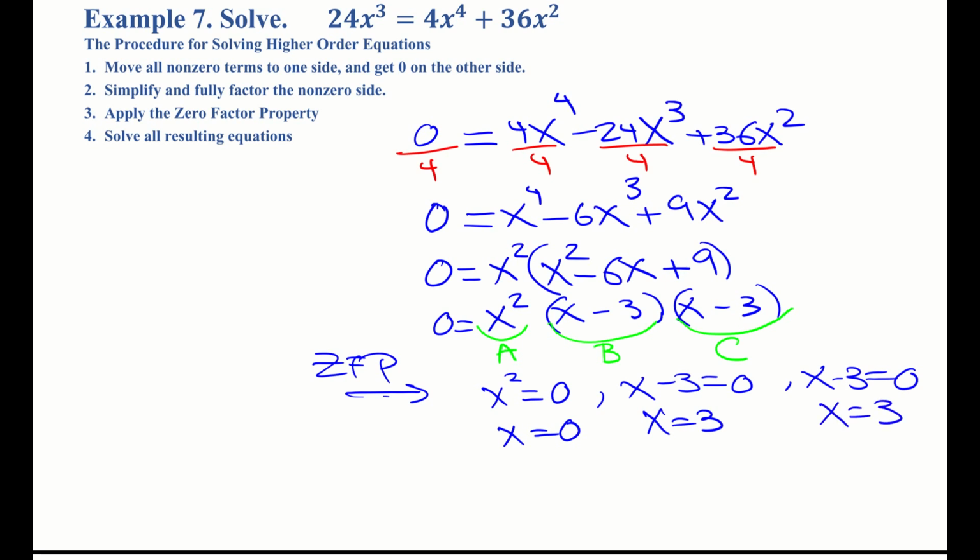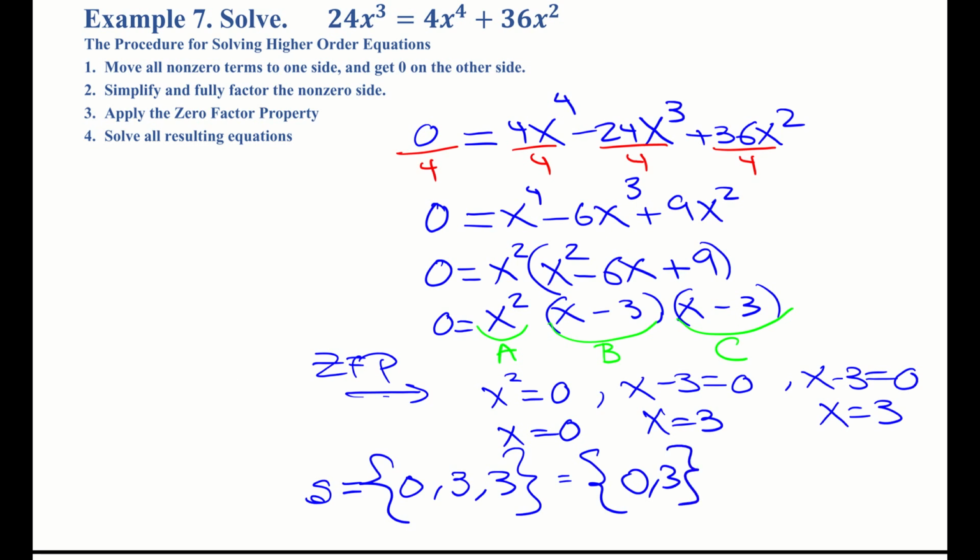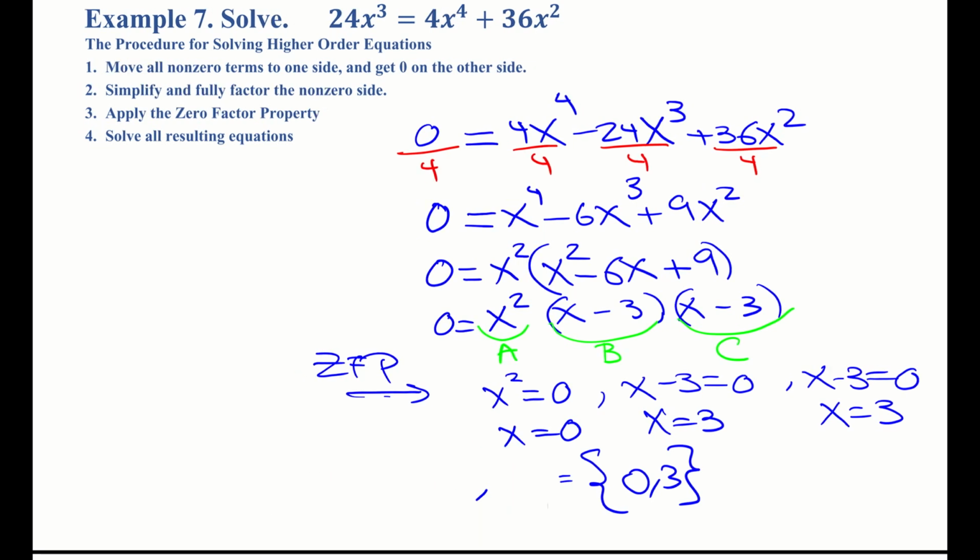Now the point that I wanted to make is when you go to write down your solution set, don't do the following. Don't write 0, 3, 3, because this is nonsense. In sets, repetition is futile. So this is exactly the same as the set with just 0 and 3 in it, right? So we're just not going to write that to begin with, and we're just going to write our solution set as S equals {0, 3}.